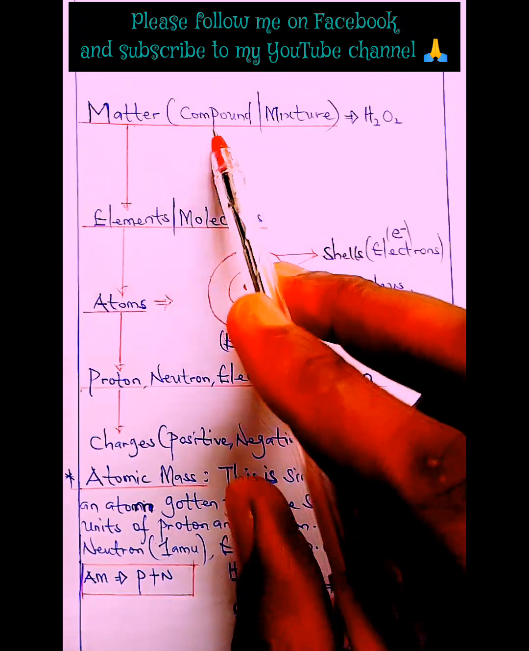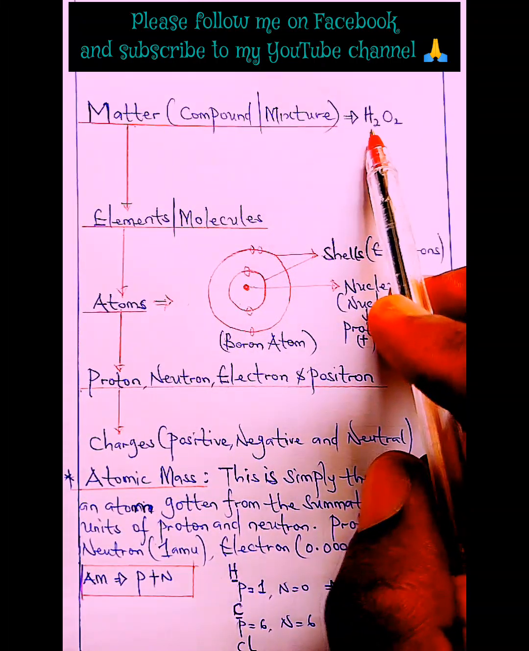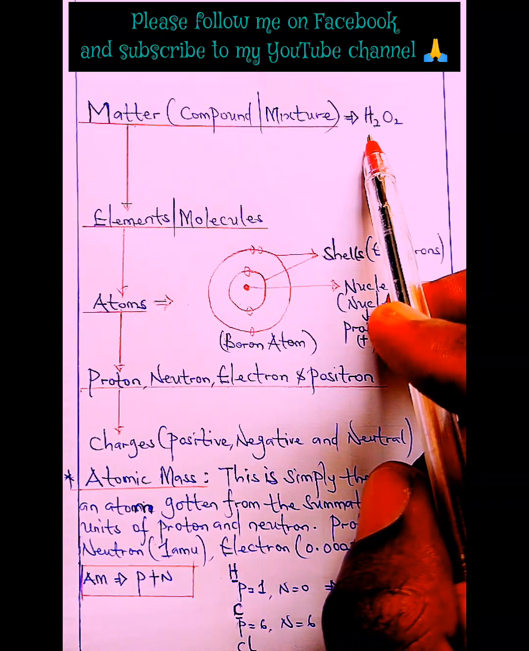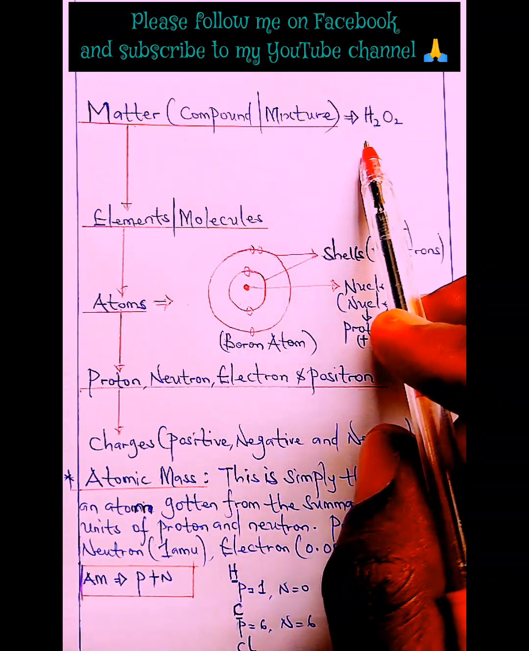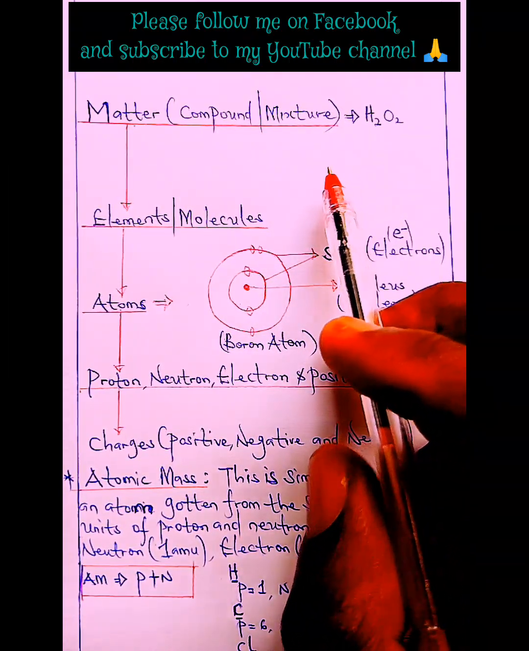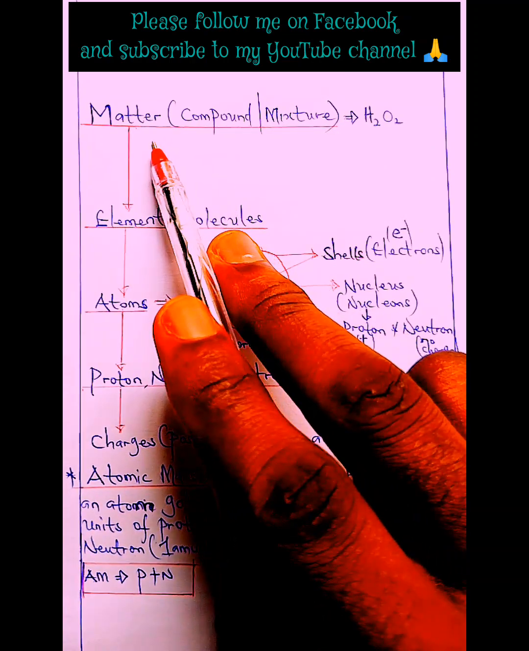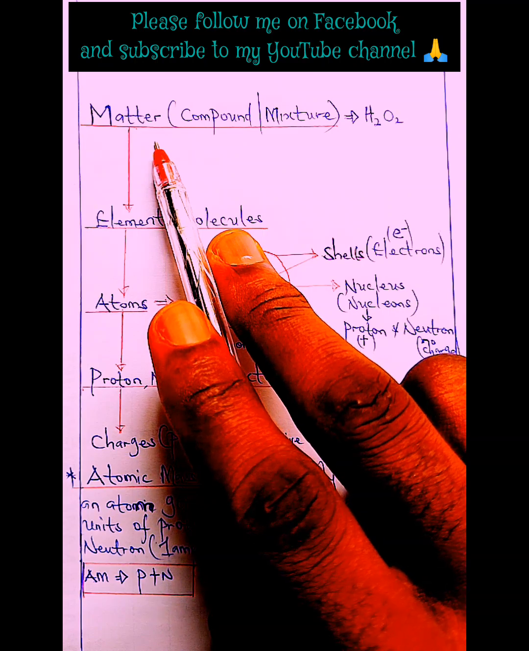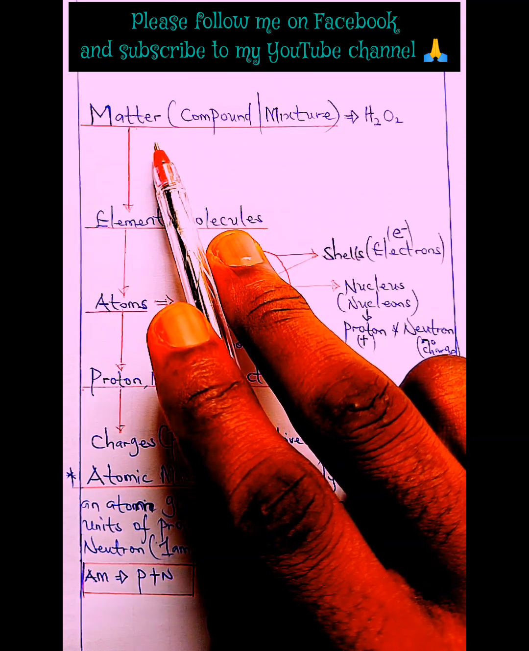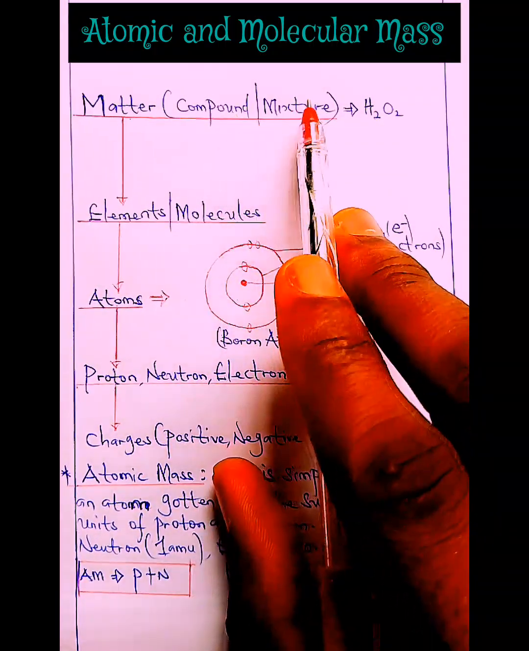So a matter could be either a compound or a mixture. For example, we have H2O2, hydrogen peroxide. This is a bleaching agent. It's an oxidizing agent also. Such as H2O2, we also have water, H2O, and so on. All those things are matter around us, even the clothes you wear, the air you breathe, the water you take. So a matter could be a compound or a mixture.